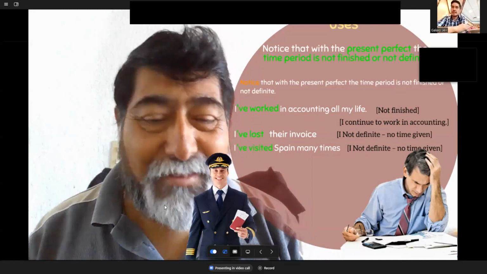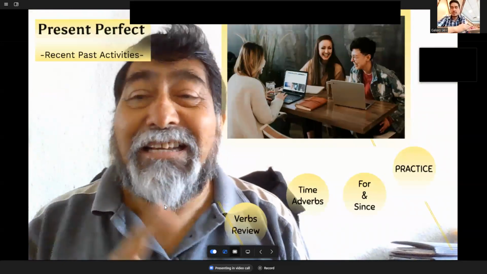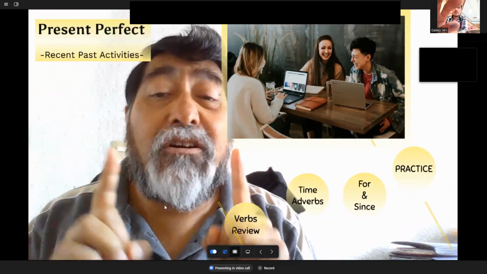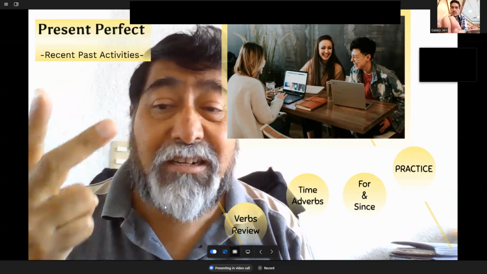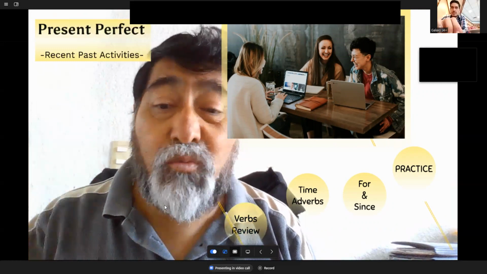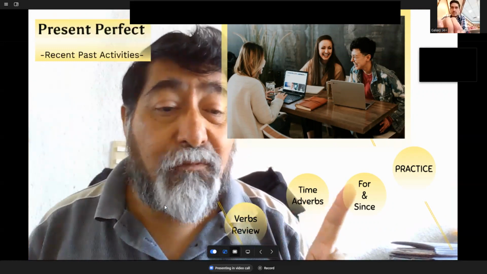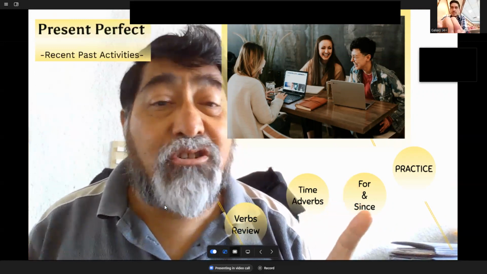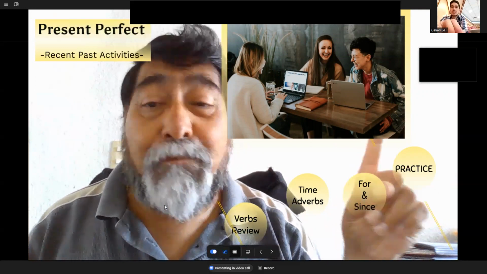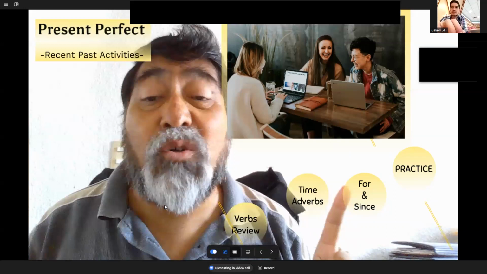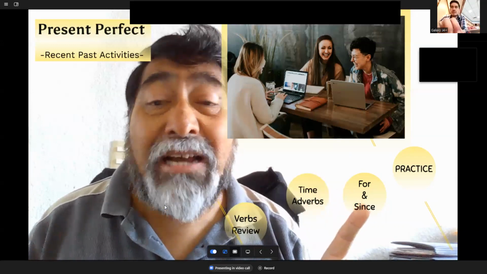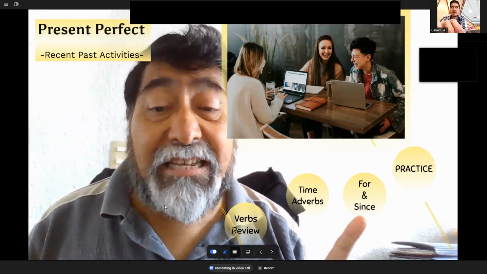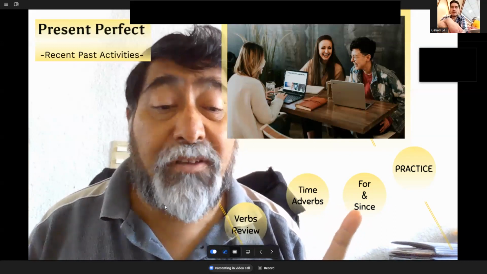Good. So the next, let's analyze some of the time adverbs that we normally use with the present perfect. Apart from not definite periods of time like lately, recently, so far, now, this week, this month, we have time adverbs like for and since. For indicates duration, since when the action started happening. We say Paul has worked since he was 12 years old. So Paul has worked since he started or since he was 12 years old.